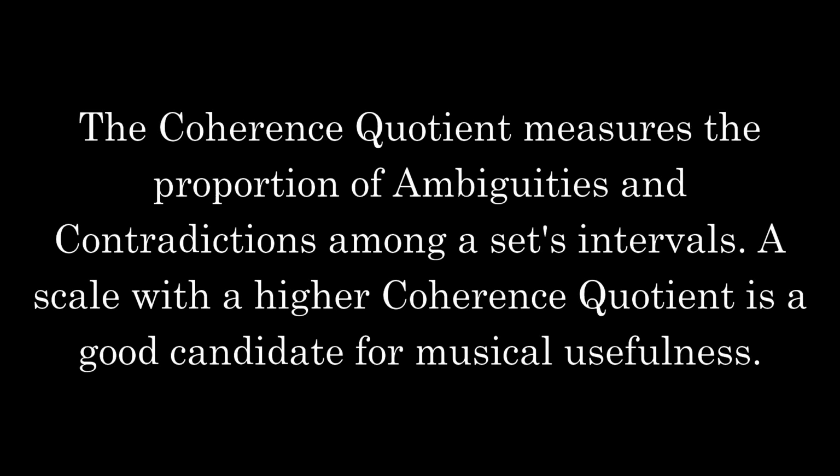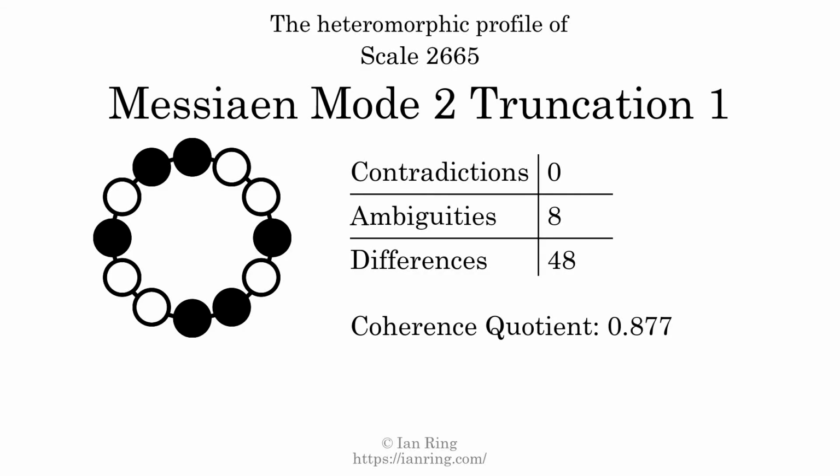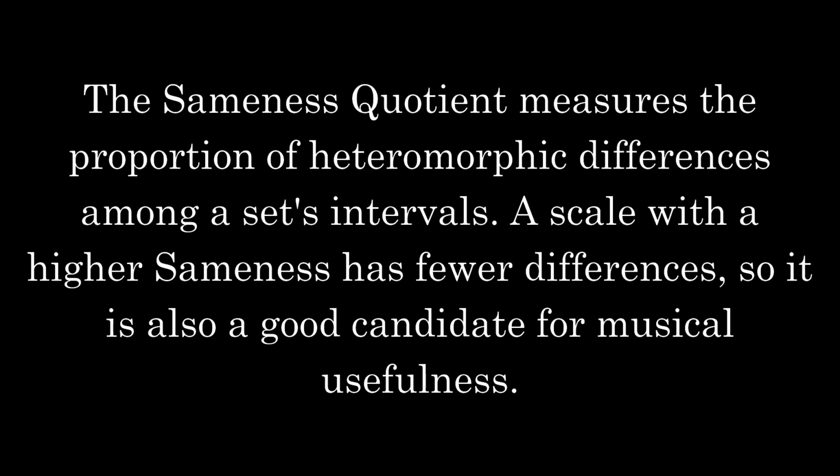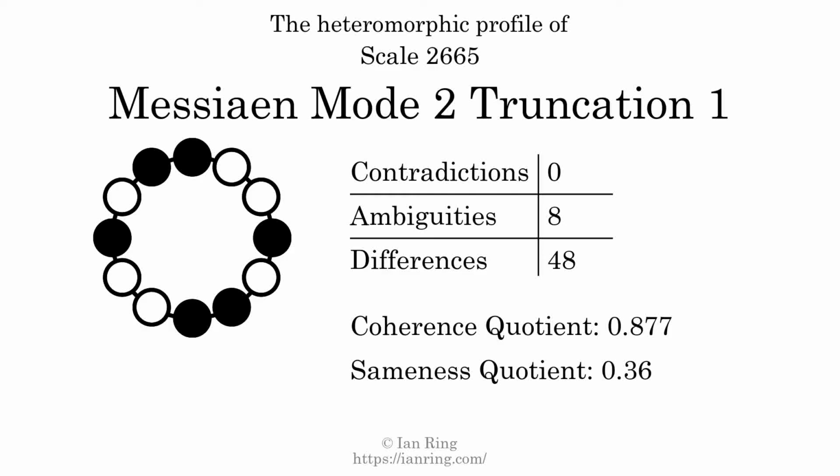The coherence quotient measures the proportion of ambiguities and contradictions among a set's intervals. A scale with a higher coherence quotient is a good candidate for musical usefulness. The coherence quotient is 0.877. The sameness quotient measures the proportion of heteromorphic differences among a set's intervals. A scale with a higher sameness has fewer differences, so it is also a good candidate for musical usefulness. The sameness quotient is 0.36.